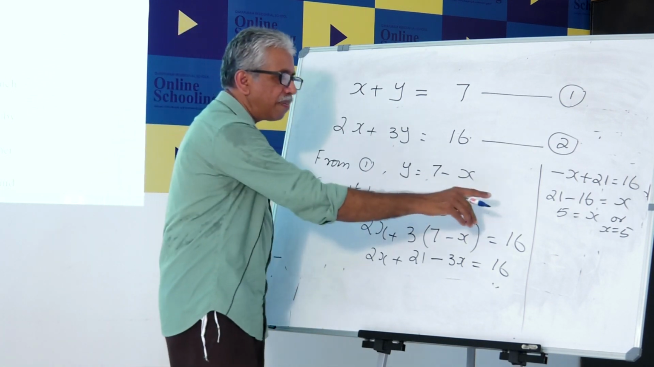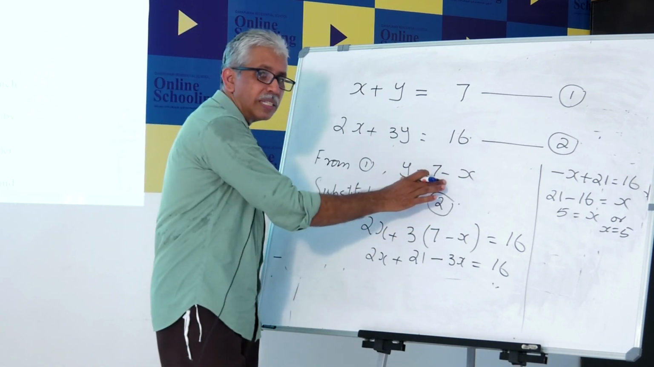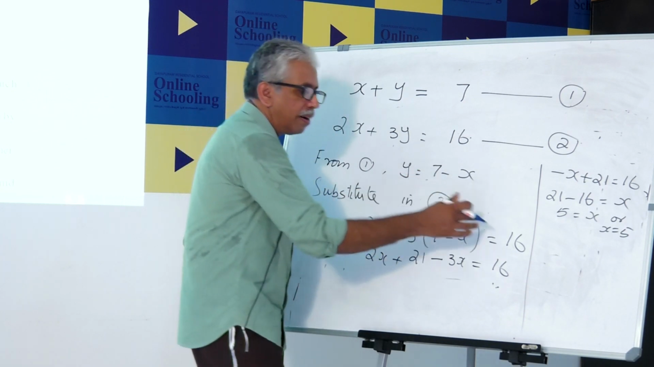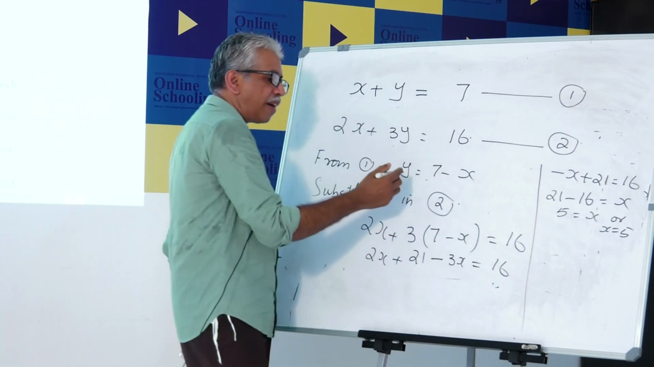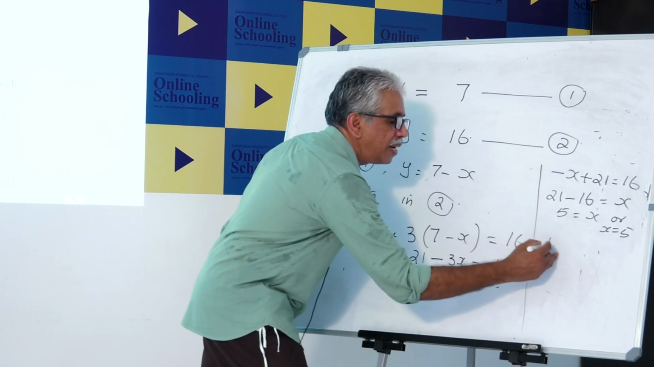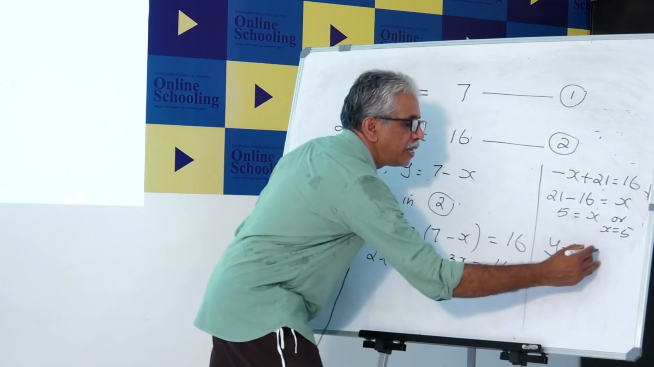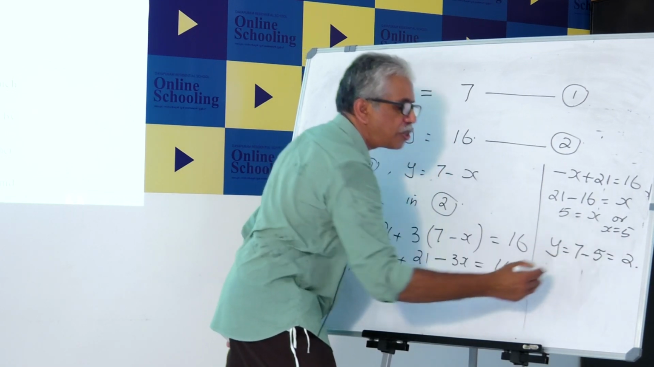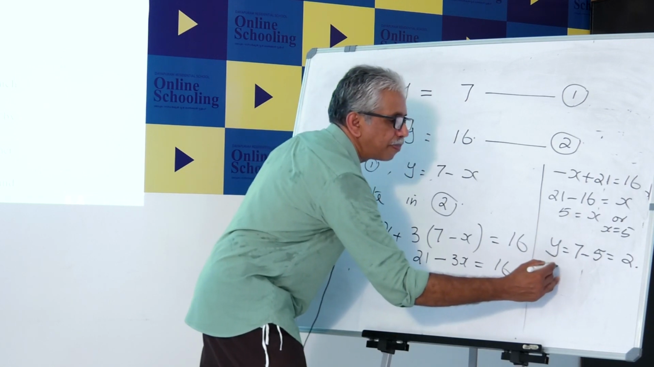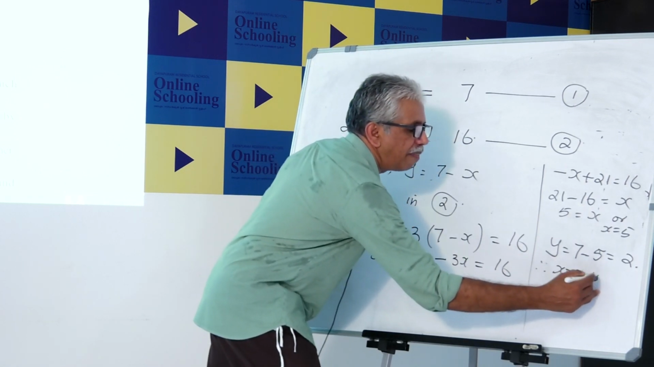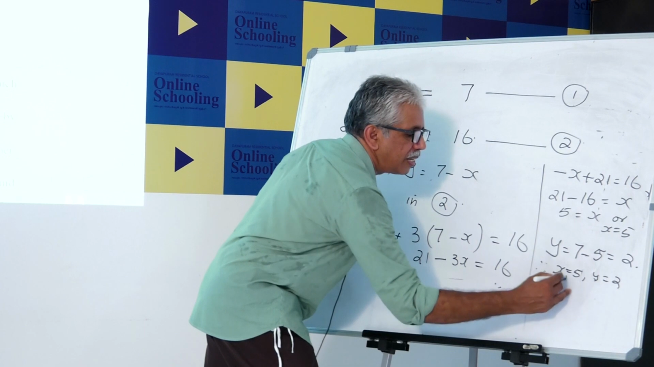After getting the value of x, how will you find y? Using the substitution formula. So, you put x equal to 5 in the substitution formula, you get y equal to 7 minus 5, that is 2. So, you get x equal to 5, y equal to 2 as the solution.